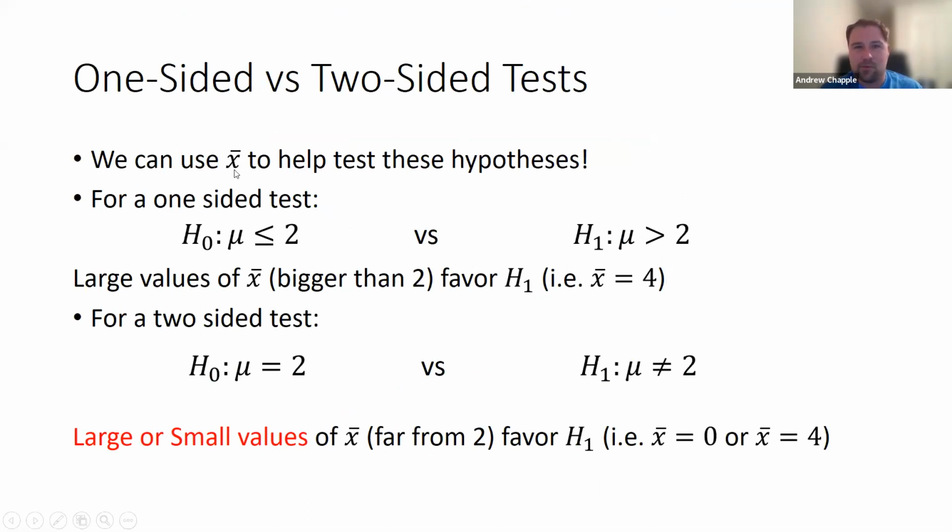So here's more example, right? We can use X bar to test these hypotheses. If I have a one-sided test like this, then large values of X bar bigger than 2 favor the alternative. So favor the population mean actually being bigger than 2. So i.e. X bar equals 4. For two-sided tests, large or small values, so of X bar far from 2, favor H1. So for example, X bar equals 0 or X bar equals 4, both favor the alternative.